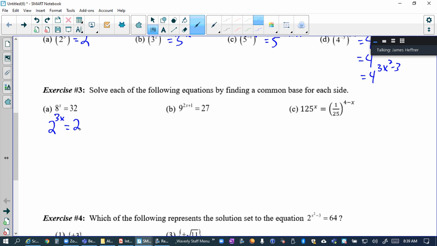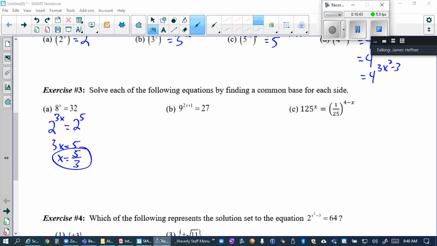2 times 2 times 2 times 2 times 2. I think I said 5, right? 2 to the 5th power. Now we have a common base, right? So we manipulate both of them. What's our equation now to solve for x, everybody? 3x equals 5. Then divide both sides by 3, and you get x equals 5/3. All right, you can get the idea there?